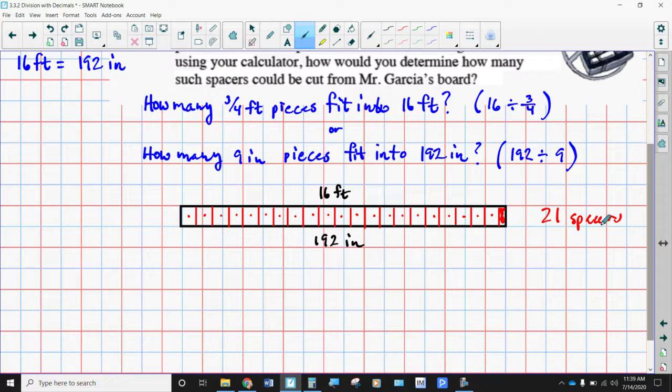That's his spacers, by the way. Shall I rewrite it? Perfectionist.